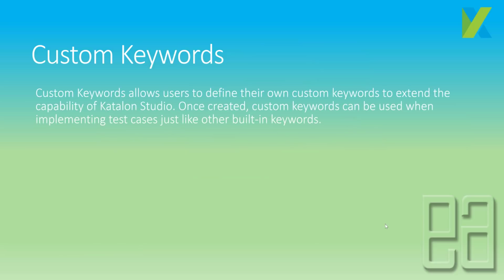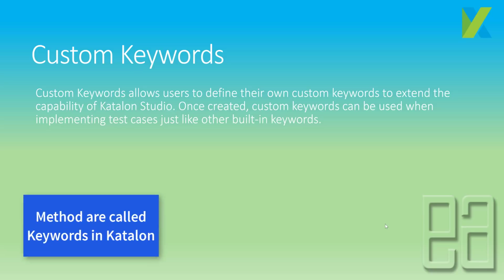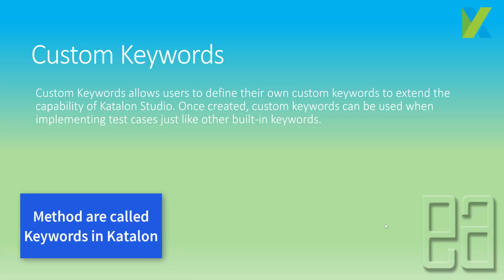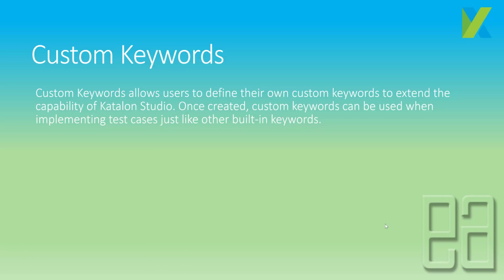Custom keywords. Custom keywords allow the user to define their own custom keywords to extend the capability of Katalon Studio. Once created, custom keywords can be used when implementing test cases, just like any other inbuilt keywords available in Katalon Studio. As we have seen in our previous video, all the methods that you are seeing in the manual mode as well as in the script tab are methods, and these methods are otherwise called keywords in Katalon Studio. For instance, click, scroll, drag and drop, modify object properties.